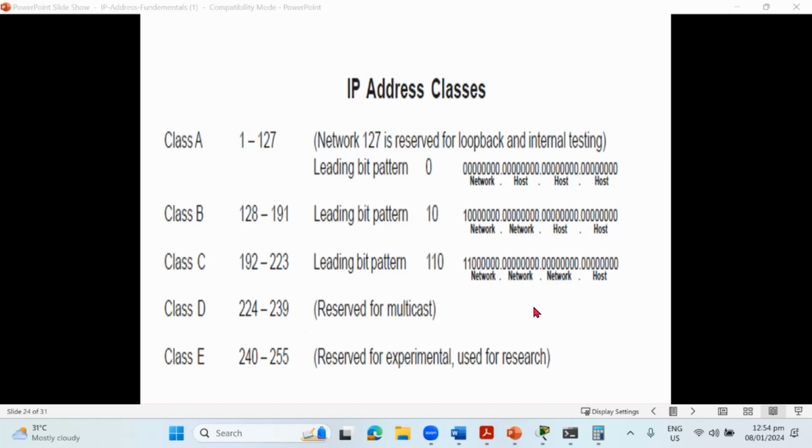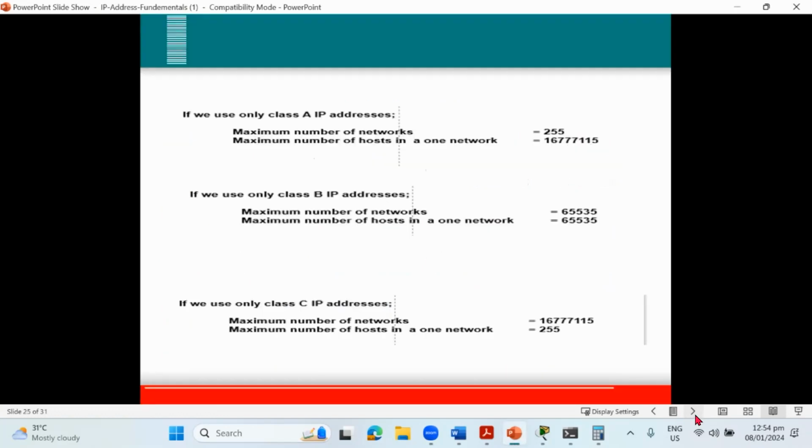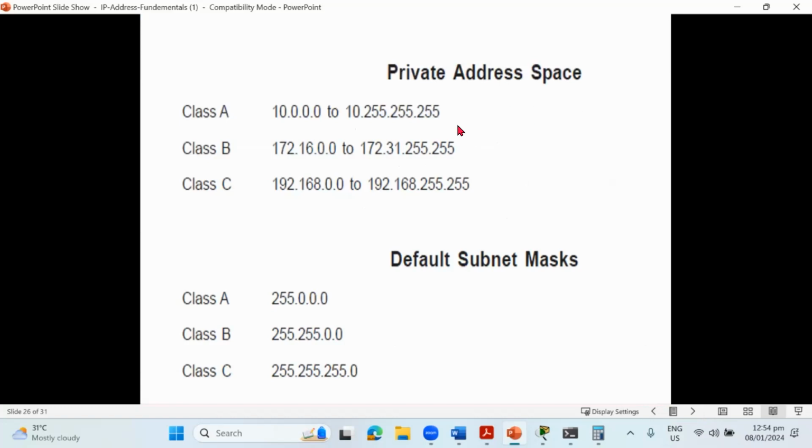Okay, now let's have another summary of the content. Private IP addresses are what we can assign per class. For class A, the range is 10.0.0.0 to 10.255.255.255. For class B, 172.16 up to 172.31. For class C, 192.168. Private IP addresses are for LAN. When we say private, that is LAN. When we say public, that is WAN.